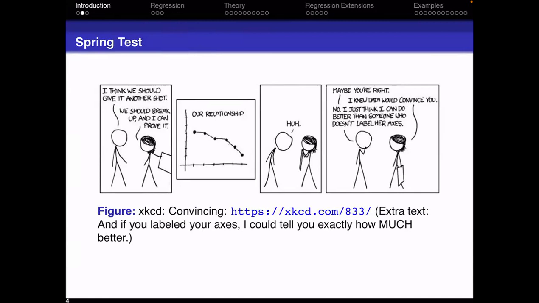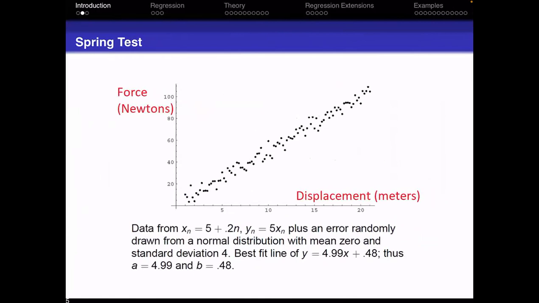You could do a wonderful job, and we may do so later in the semester, of misrepresenting things based on what scale you display the data at. So you always want to add units when you're displaying things. It also helps give you a sense of what's going on. So let's do force in newtons, displacement in meters. I chose the data from basically y equals 5x. So if everything was perfect, I would get a slope of 5.